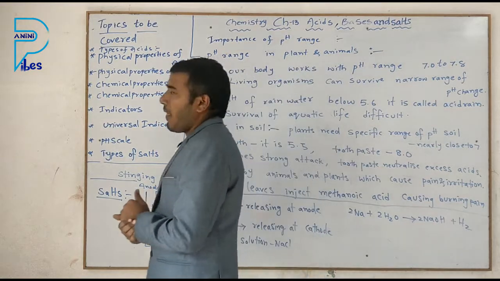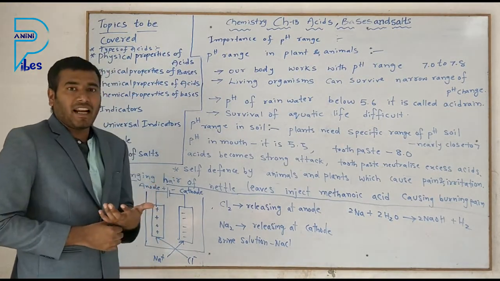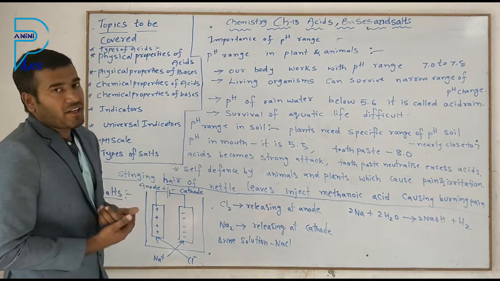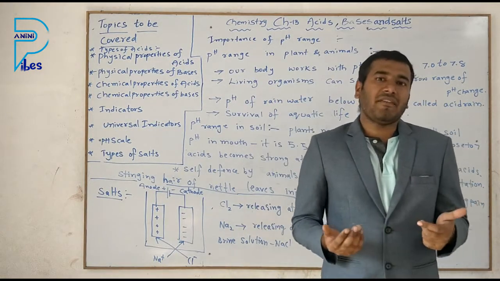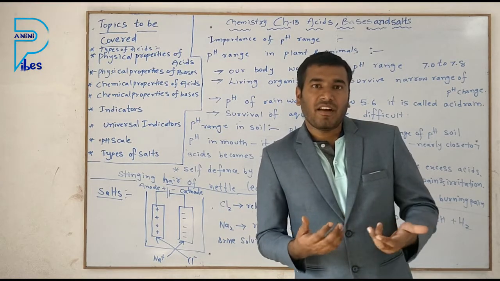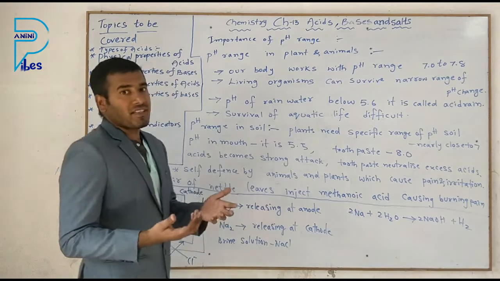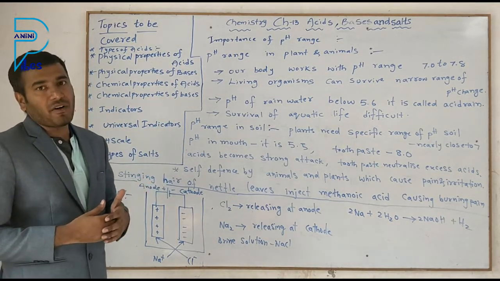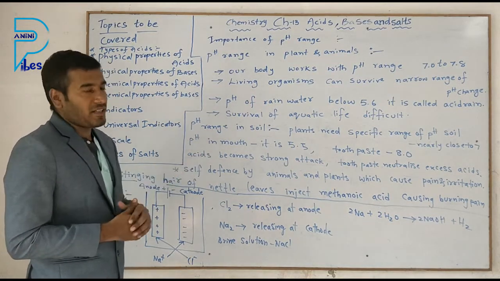Next one is the pH of rainwater, which also affects aquatic life. Survival of aquatic life becomes difficult. Whatever animals are living in the water, fish, whales, dolphins, their life becomes difficult if the pH range changes. If the acidic property is more in the pH value, it becomes difficult for aquatic animals to survive.